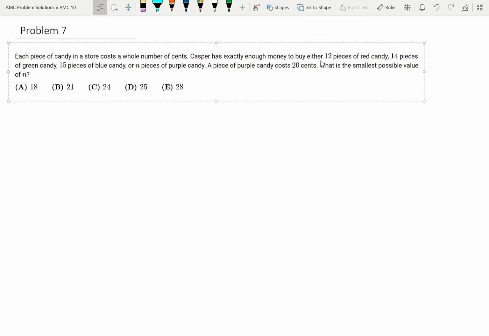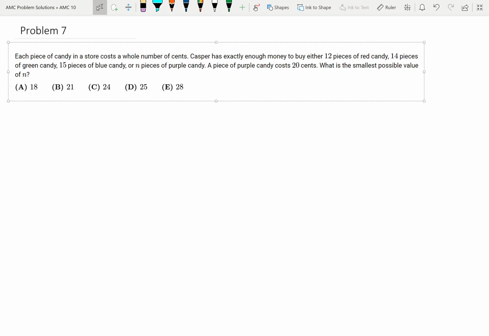Each piece of candy in a store costs a whole number of cents. Casper has exactly enough money to buy either 12 pieces of red candy, 14 pieces of green candy, 15 pieces of blue candy, or N pieces of purple candy. A piece of purple candy costs 20 cents. What is the smallest possible value of N?